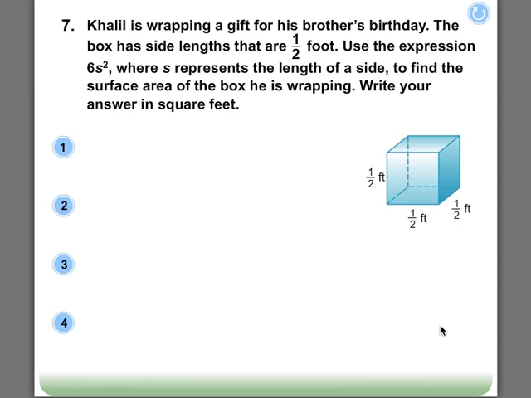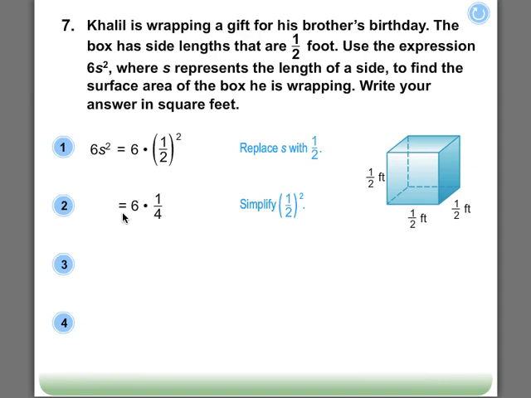Do you just hate these kind of problems? Okay, let's just slow it down and break it down. Okay, use the expression 6s squared, where s represents the length of a side. This is the length of a side. Okay, so what we're going to do is we're just simply going to substitute 1/2 foot where the s is. So it's going to be 6 times 1/2 foot squared. Okay, watch. 6s squared equals 6 times 1/2 squared.